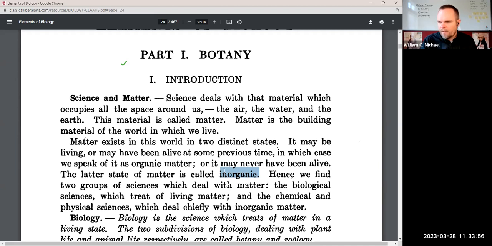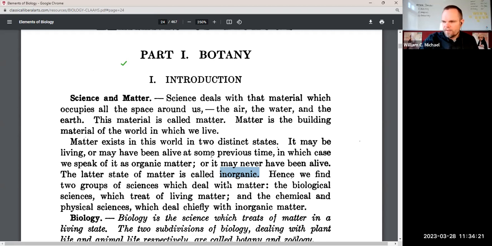Okay. And it defines it here well, but like I said, most students read this and they miss it. They think that organic means alive and inorganic means dead. So if we're driving down the road and there's a dead deer body laying on the road, they'd say, oh, look, that's inorganic matter. And that's not true. That's organic matter. Okay, it's a dead animal, but it's organic matter.